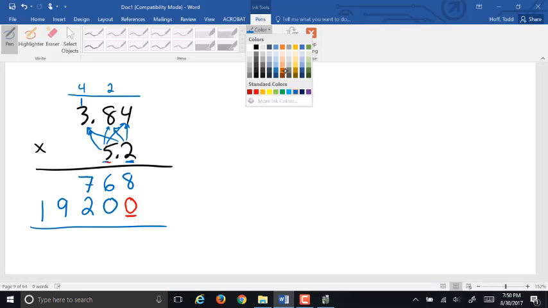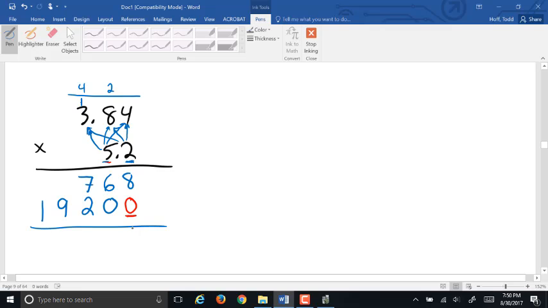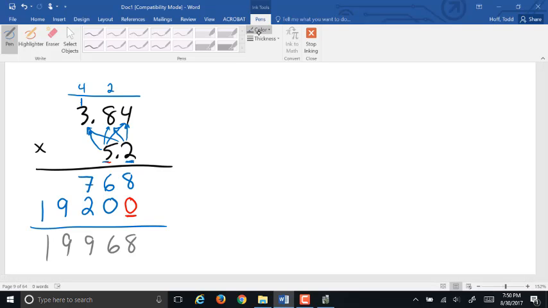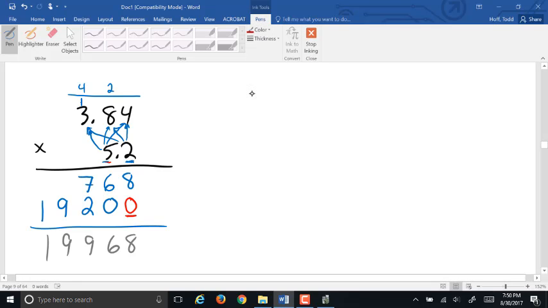Now we can add stuff together here. 8 and 0 is 8. 6 and 0, 6, 7 and 2, 9. 9 is 9 and 1. Now, here's the million-dollar question. Which 9? Between the 9s. Okay. The decimal point goes between the 9s.